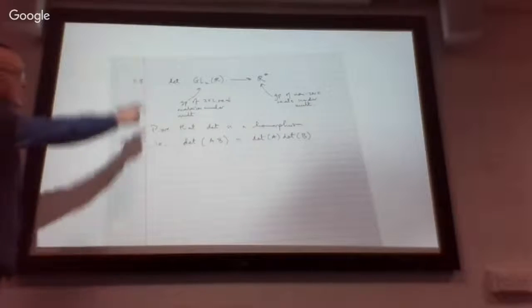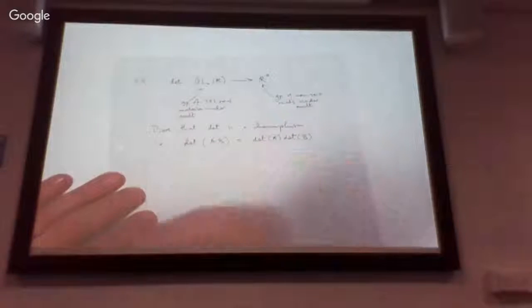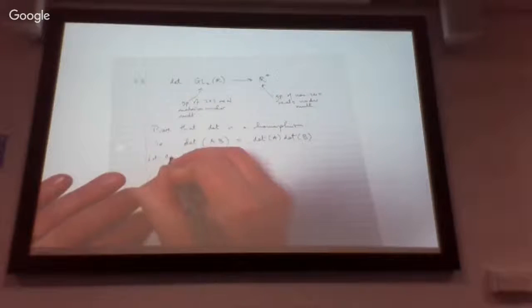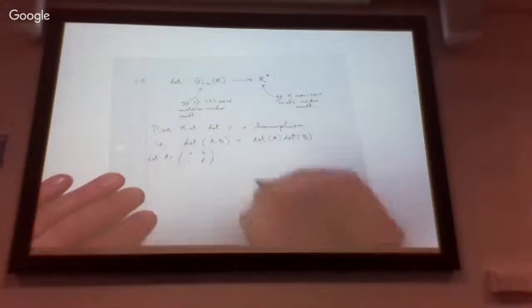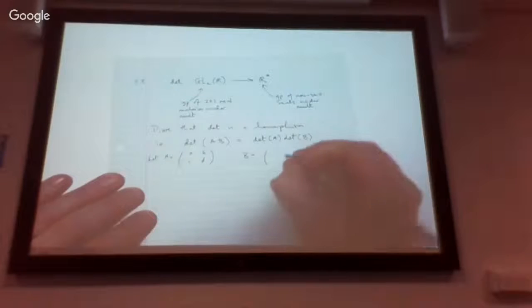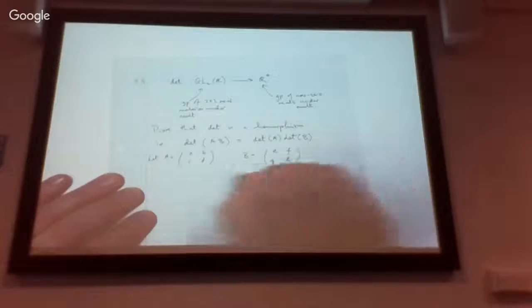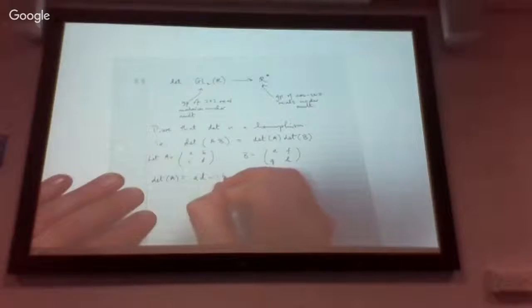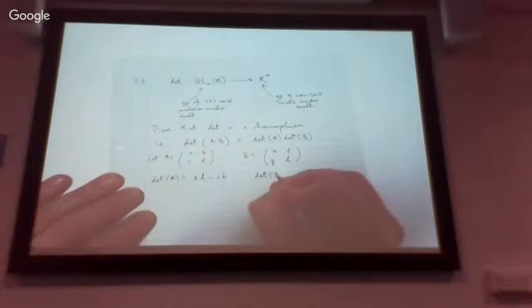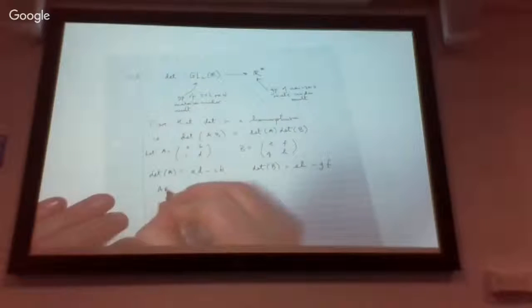Now you can prove it on the level of 2 by 2 matrices without too much trouble. You'd have to be quite general. So you've got a matrix A, you've got a matrix B, with entries E, F, G, H. Okay, the determinant of A, of course, is AD minus CB. The determinant of B is EH minus GF. Familiar with that.